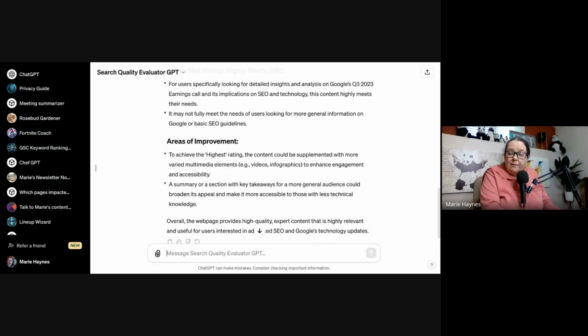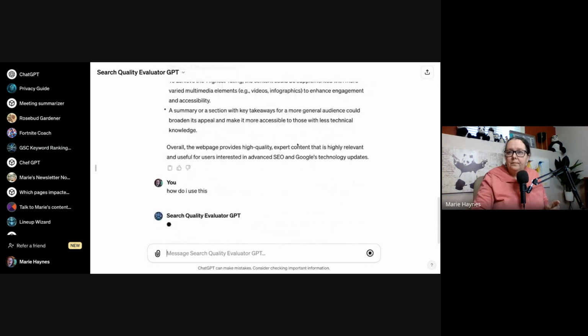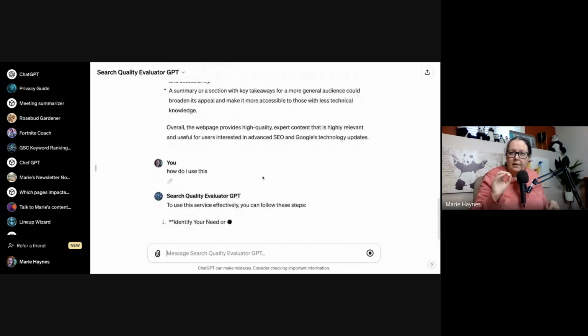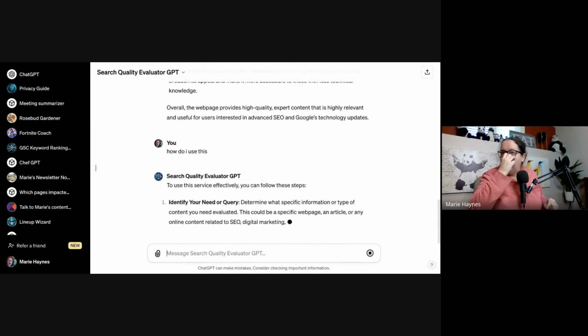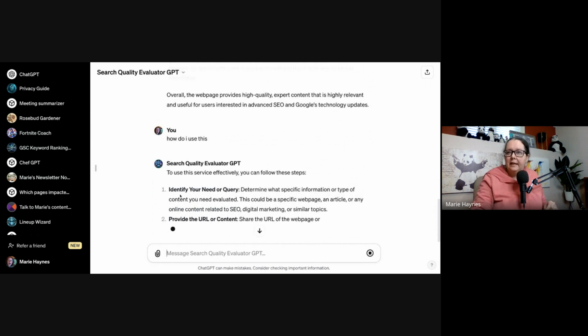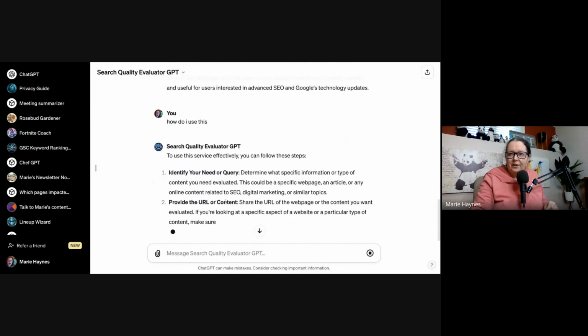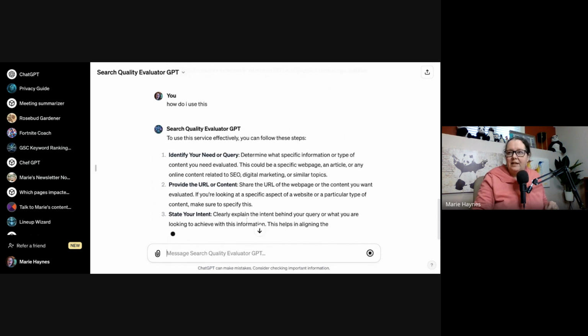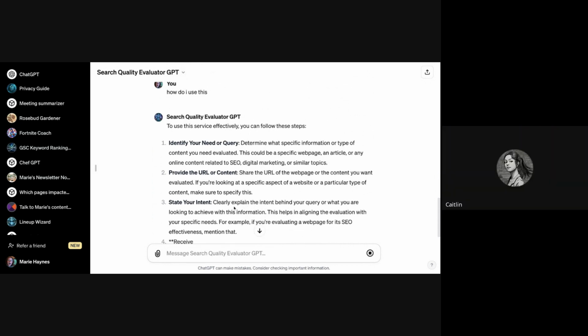So here's something I'm going to recommend everybody does. I should do this with every GPT I start, is go, how do I use this? Because you had to tell me that I put a keyword in, but here, this will give me instructions of what the tool is best to do. State your intent. That's actually genius.